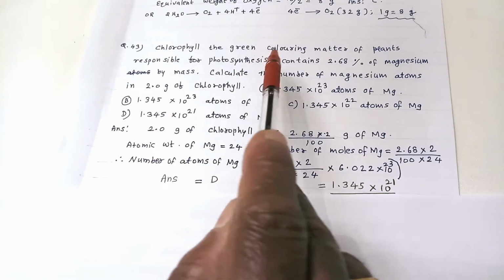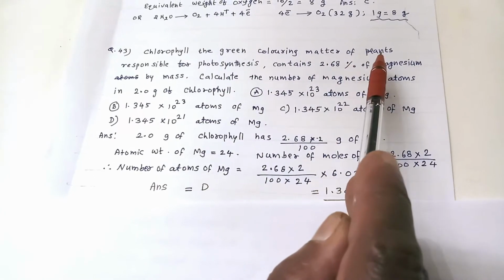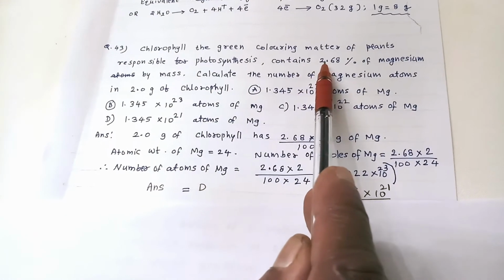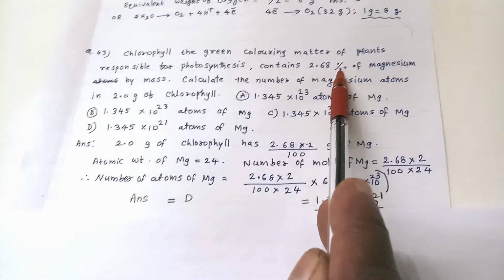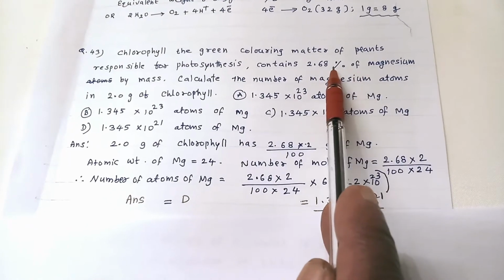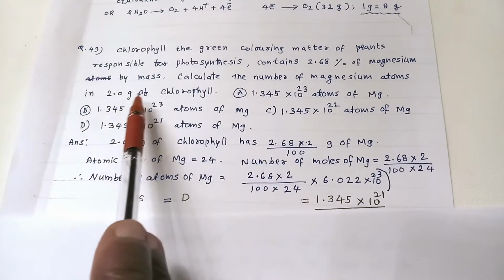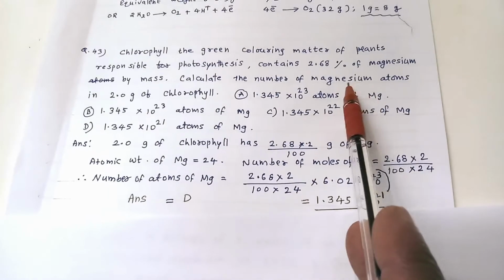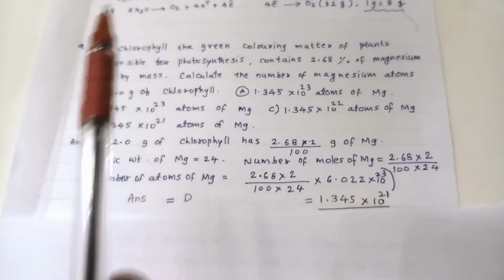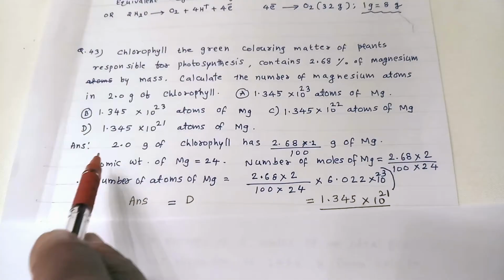Chlorophyll, the green coloring matter of plants responsible for photosynthesis, contains 2.68 percentage of magnesium. That is, chlorophyll contains 2.68 percentage of magnesium. So calculate the number of magnesium atoms in 2 grams of chlorophyll, he is asking. So we have to solve it this way.